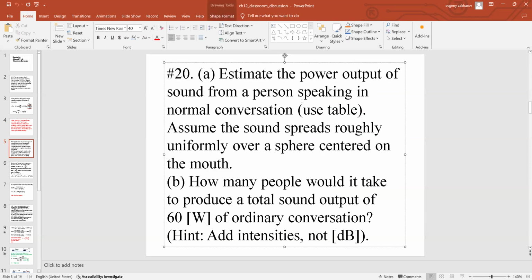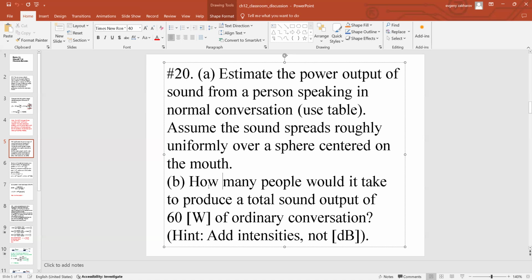Okay, next practice with that decibels formula is the power output of a sound from a person speaking. Like right now, I'm a normal person speaking, and yeah, we can use a table for that. I remember it was 60 decibels. And the sound spreads uniformly over a sphere. That's what we consider the 4 pi r squared, the area, the surface of a sphere.